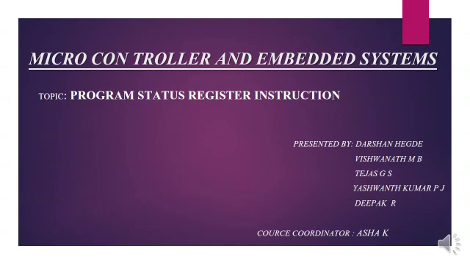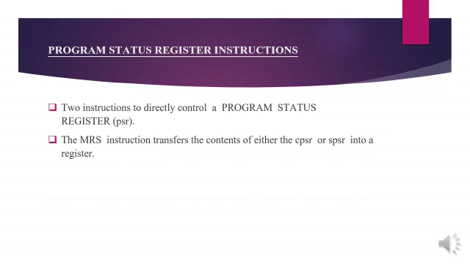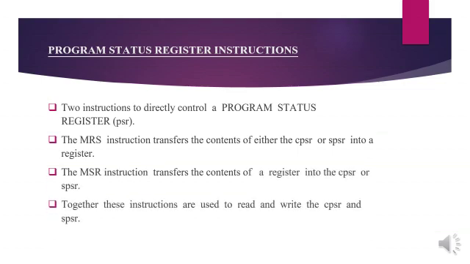Today I am going to explain the program status register and instructions. There are two instructions that directly control the program status register. The MRS instruction transfers the content of either the CPSR or SPSR into a register. The MSR instruction transfers the content of a register into the CPSR or SPSR. Together, these instructions are used to read and write the CPSR and SPSR.